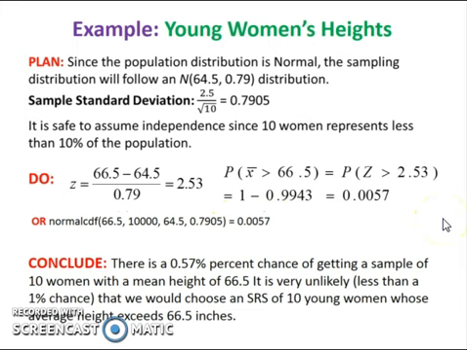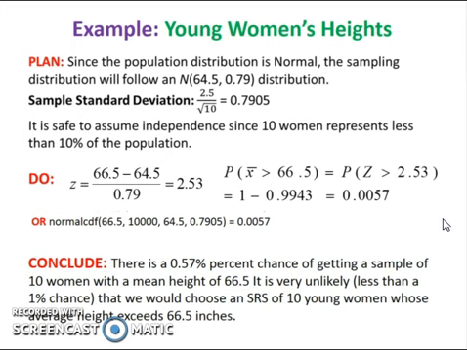Last step is to conclude. So there's only like a 0.5% chance of getting a sample of 10 women that has a mean height of 66.5 or more. This is really unlikely, right? Less than 1%. Not very likely to occur.